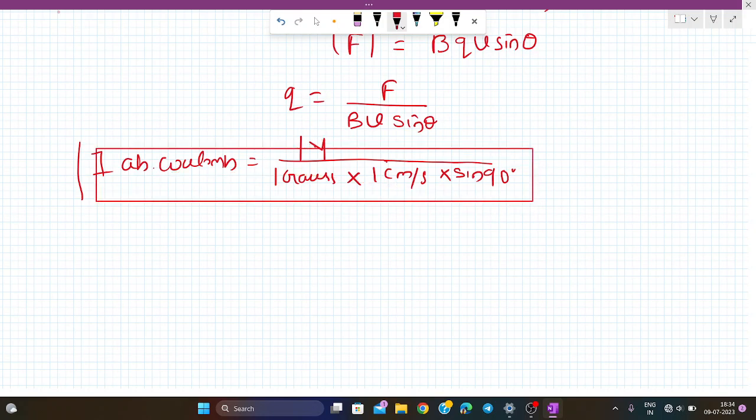This is one dyne. You can define 1 half coulomb as the amount of charge which, when it moves with a speed of 1 centimeter per second at right angles to a magnetic field of strength 1 Gauss, experiences a force of 1 dyne. Is it clear? Yes, it is clear to you now. I will move forward.